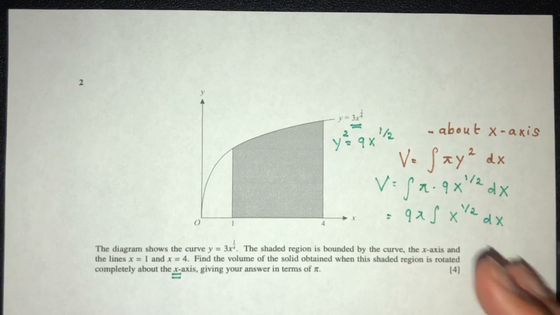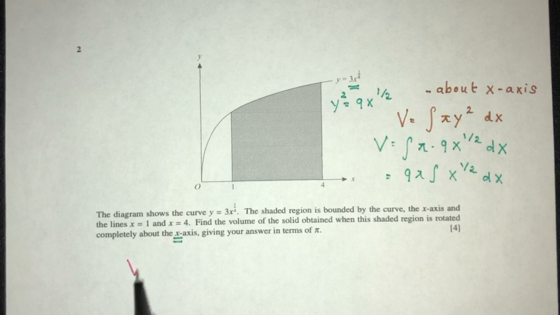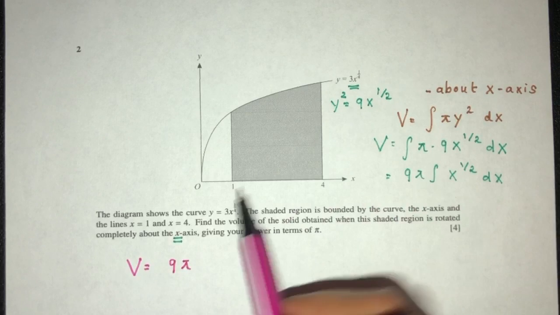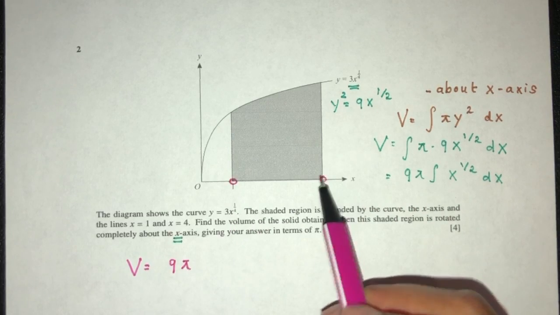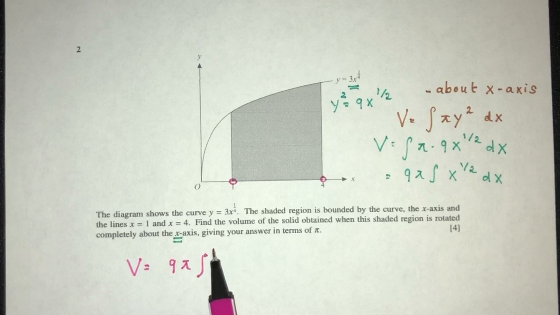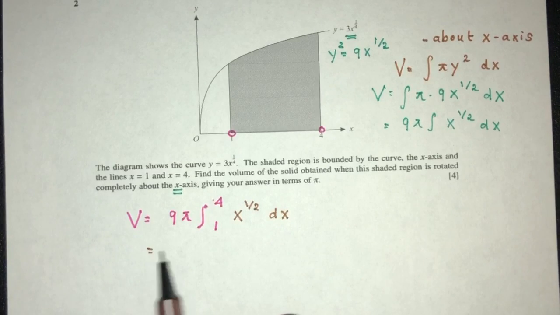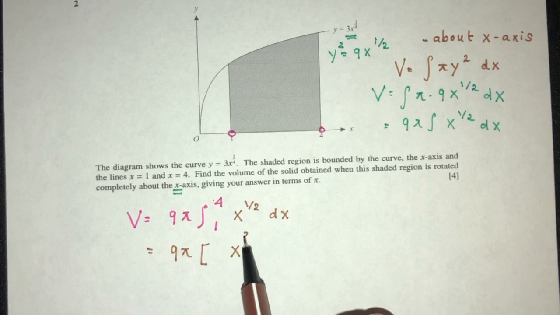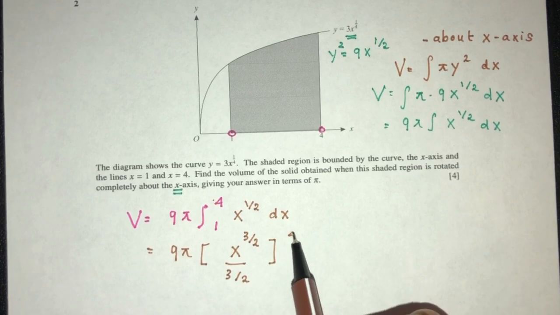Now let's try to integrate this step by step, so it should be pretty easy. First thing first, we can just write this for now. The limits, obviously we know it is 0, 1. Sorry, it is 1, 4, not 0, 1. This is 4 here. That should be 1 here. And then here we just have x to the power of 1 half dx. So 9 pi is 9 pi. First increase the power by 1. That will be 3 over 2. Then divide by the same power. Limits we have is 4, 1.